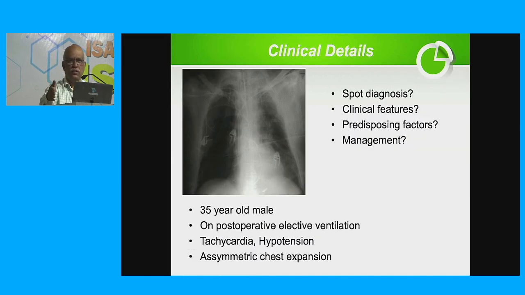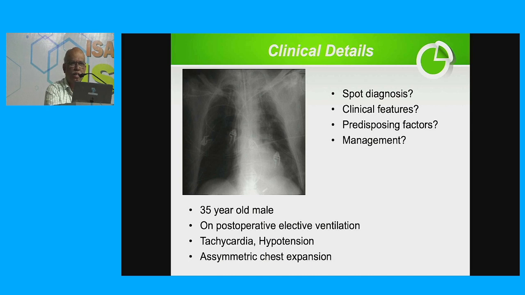So you are from Lisie Hospital. Many candidates appear for DNB also. These sorts of OSCEs are commonly put up for exams. With a chest X-ray, they give clinical details. With this chest X-ray, the clinical details: a 35-year-old male, on postoperative elective ventilation, suddenly developed tachycardia, hypotension, and asymmetric chest expansion.